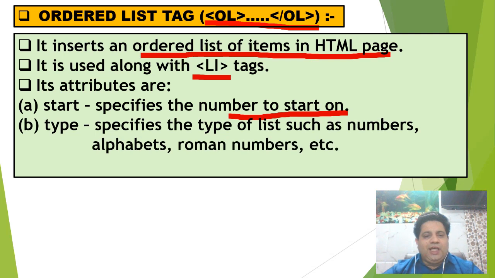Then you are using the type attribute. In the type attribute you can specify whether you want a number list, an alphabetical list, or a list of Roman numbers. Example.